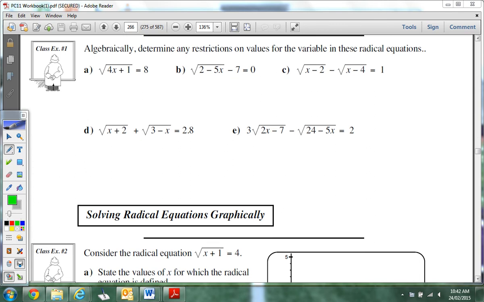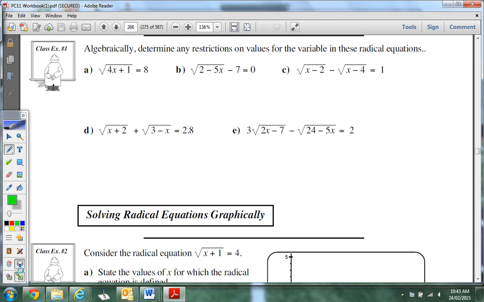Algebraically determine any restrictions on the values of the variable. So we're just looking at restrictions is all. Okay, so our restrictions come from the what? Where do our restrictions come from? Close. I'm just asking, we always want to look at the radicand, right? They come from the radicand, because the radicand's in the radical, that's where we have problems. If there's no radical, we can do anything we want.